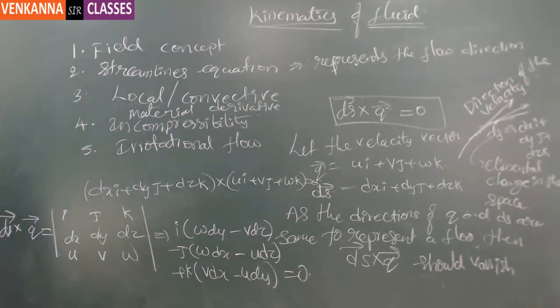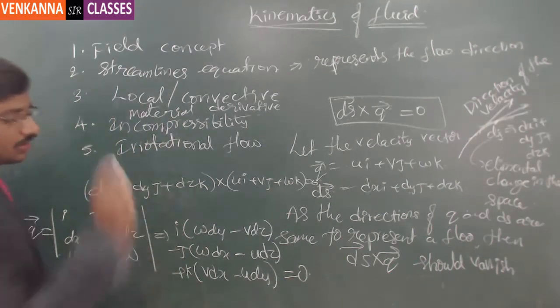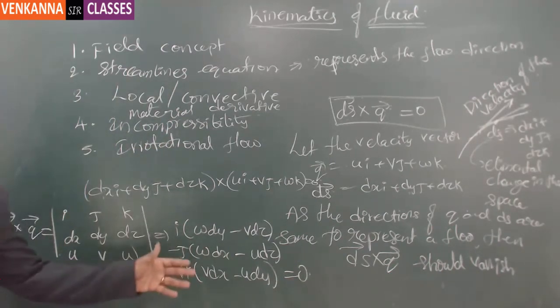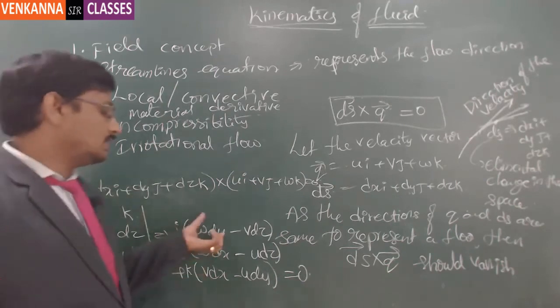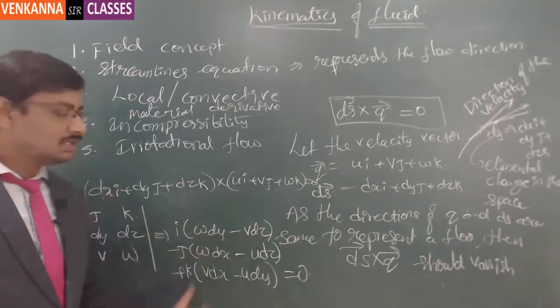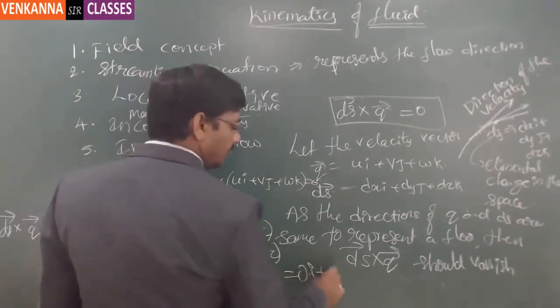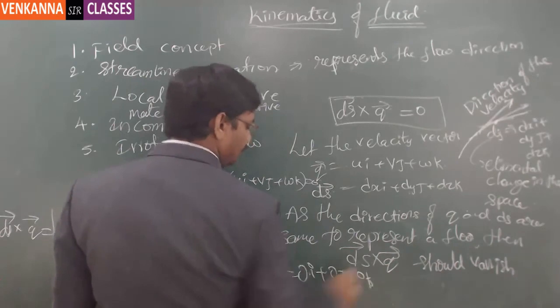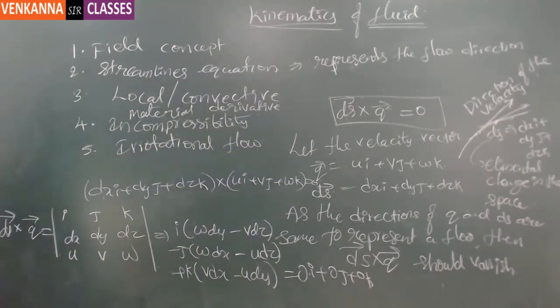This will be equal to 0 only when all the individual components are equal to 0, because this is a vector, so you cannot mix them together. Each and every direction has to be treated separately. That means this component is equal to 0. So 0 into i plus 0 into j plus 0 into k. This is how it will be equal to a null vector. So the corresponding components, if you equate them, w dy minus v dz is equal to 0. It implies dy by v is equal to dz by w.